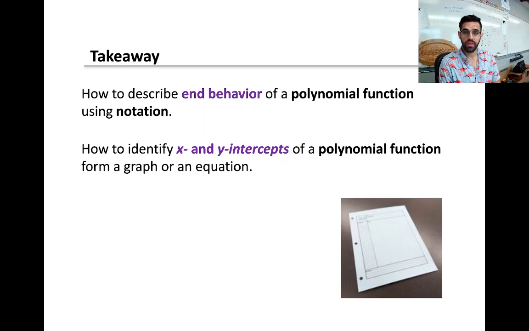I will say that finding x-intercepts from the function equation can be a lot of work. And so we're going to spend some time after this lesson working on our algebra skills in order to solve more complicated polynomial functions to find the x-intercept. But for now, finding from the graph is good enough.